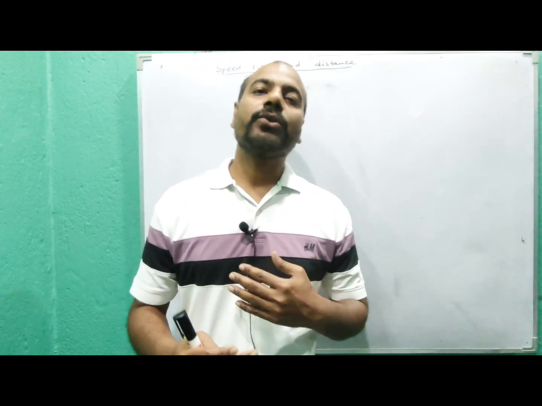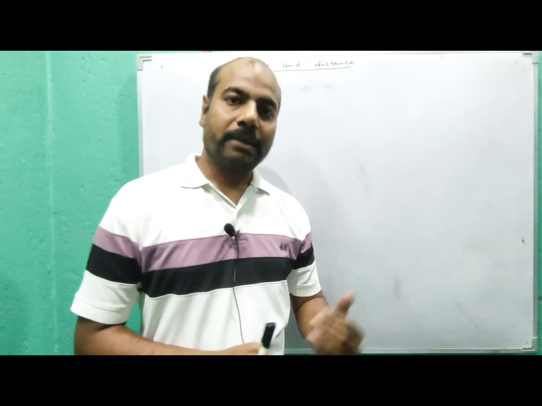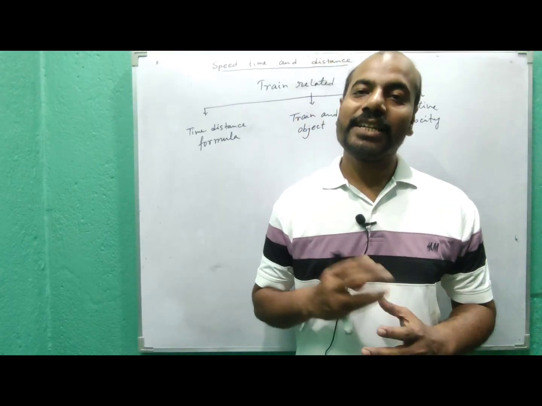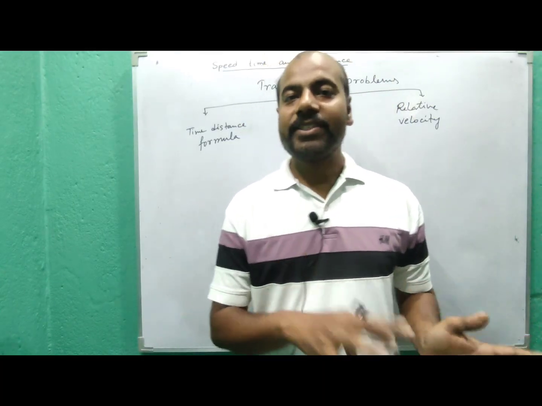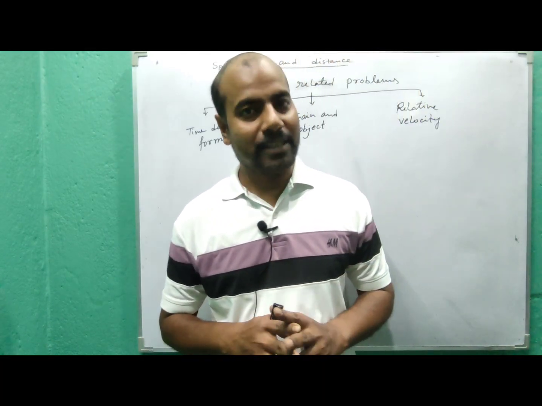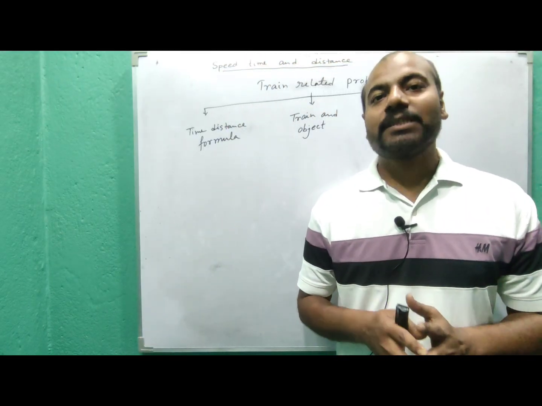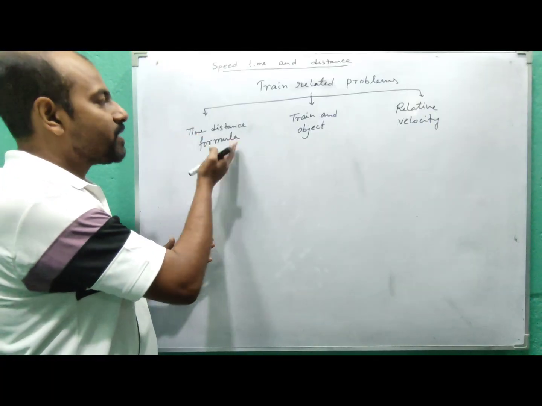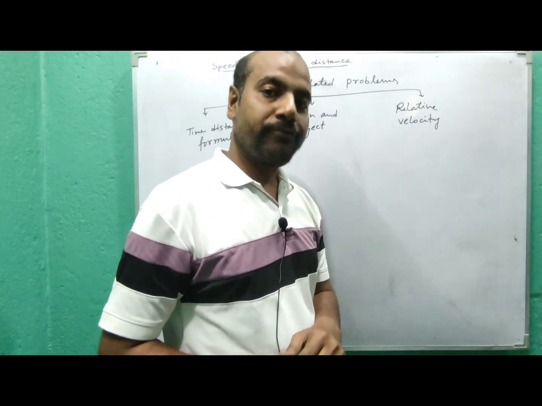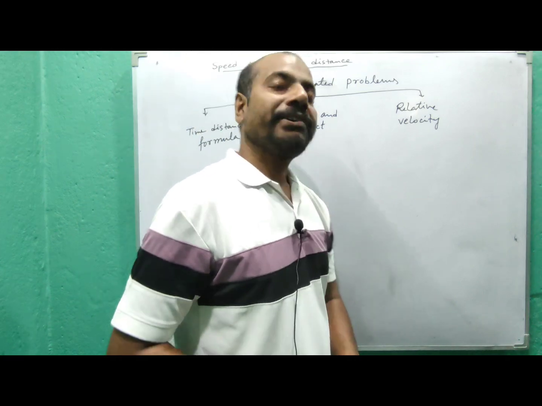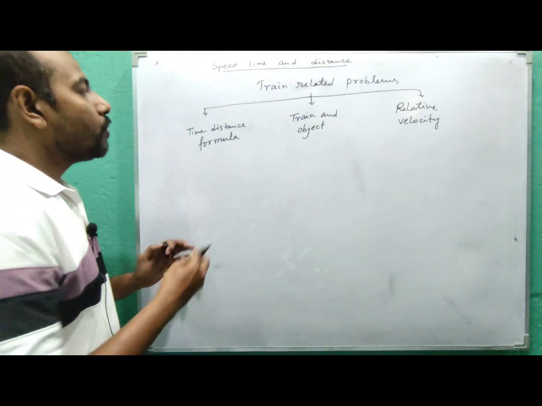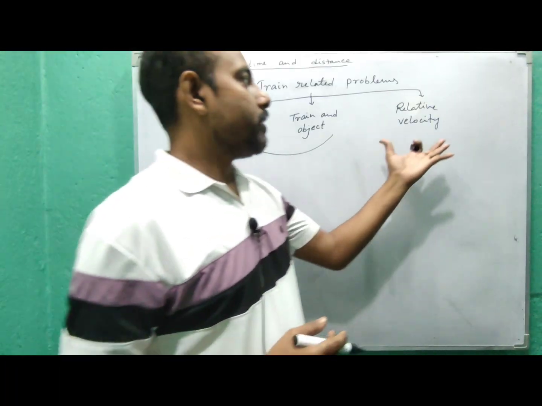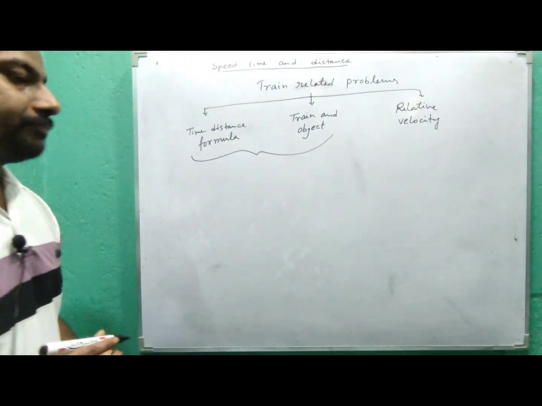Today we are going to look into the topic train related problems of the chapter speed, time and distance. Today I will tell you three types of problems that you need to know. Anything apart from this is not necessary for any exam. These are the basic problems you should definitely know. So type 1 is time and distance formula, type 2 is train and object, and type 3 is relative velocity. In this video, we'll cover these two types of problems, and the next video will discuss relative velocity.